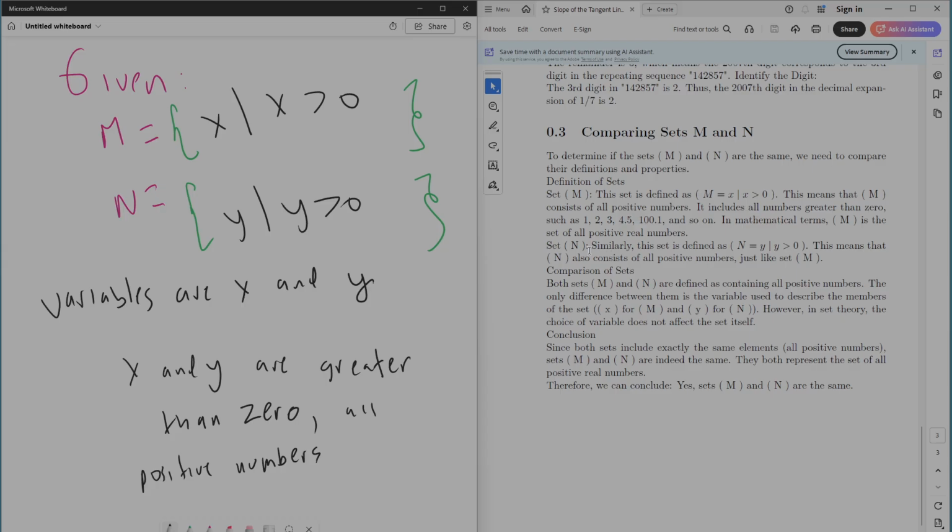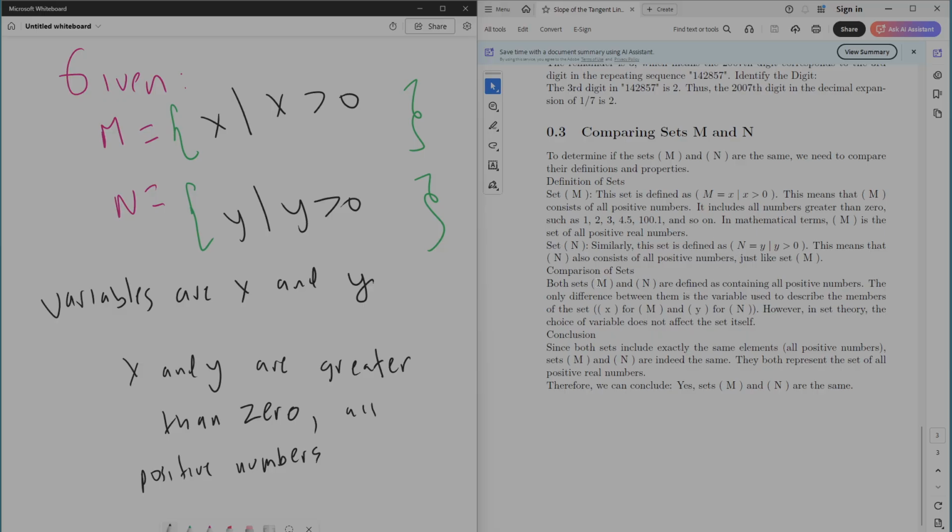The definition of set N is similar. It is defined as N such that Y is greater than 0. This means that it consists of all the positive numbers, just like set M, like 1, 2, 3, 4.5, 100.1, and so on.